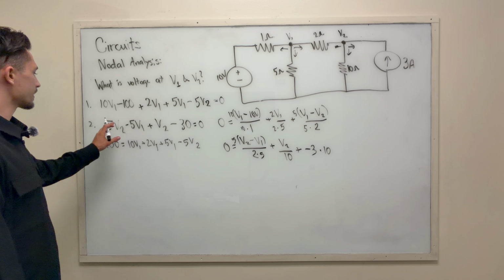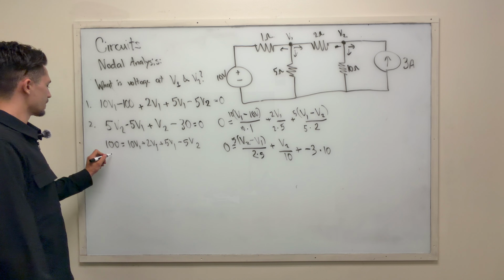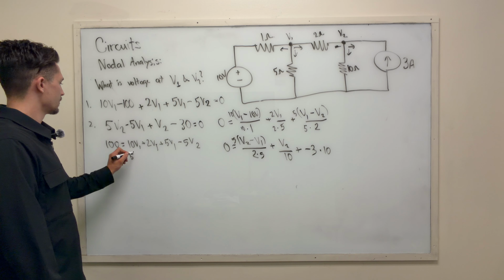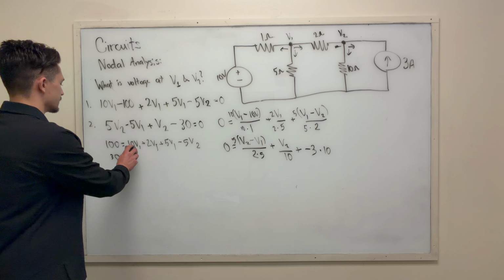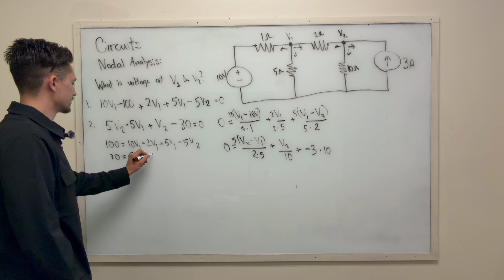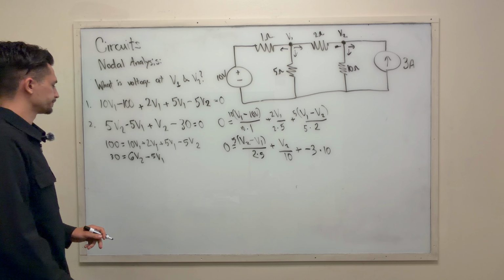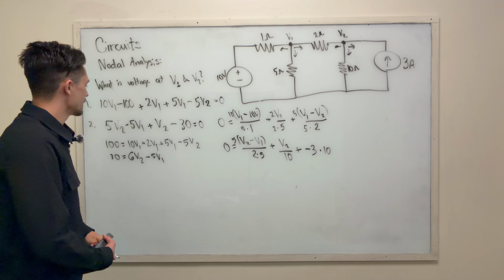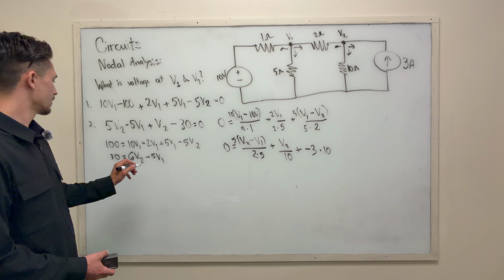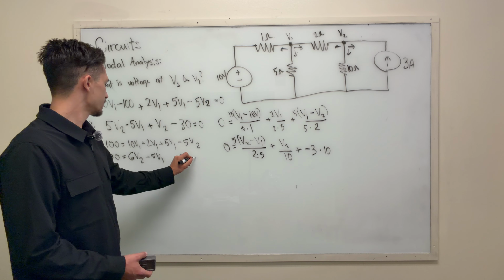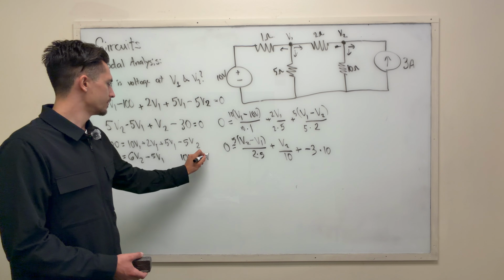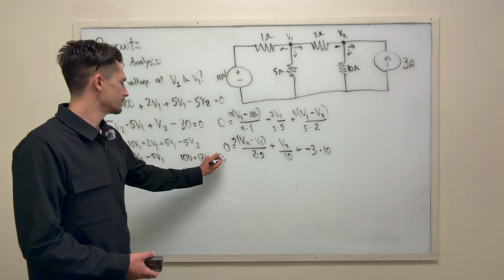And then for the second one, we can move the 30 on the other side. So we have 30 equals 5 plus 1, so it makes this 6v2 minus 5v1. Okay? And then, oh yeah, we can also combine these. So it would be 100 equals 10, 11, 12, 17, 17 v1 minus 5 v2.